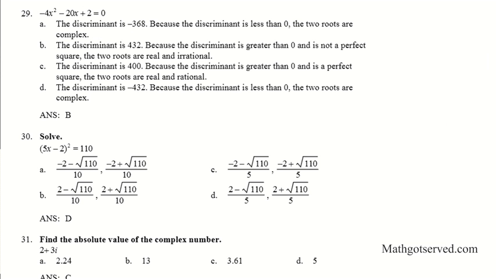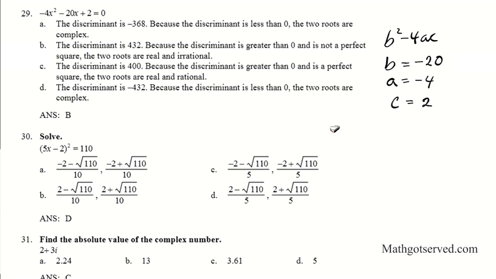Let's take a look at question 29. We are supposed to use a discriminant to describe the nature of the roots. So make sure that the equation is in standard form. It already is in standard form. So to do this, we're going to use the formula for the discriminant, which is b squared minus 4ac. So in this case, b is -20, a is -4, and c is +2.